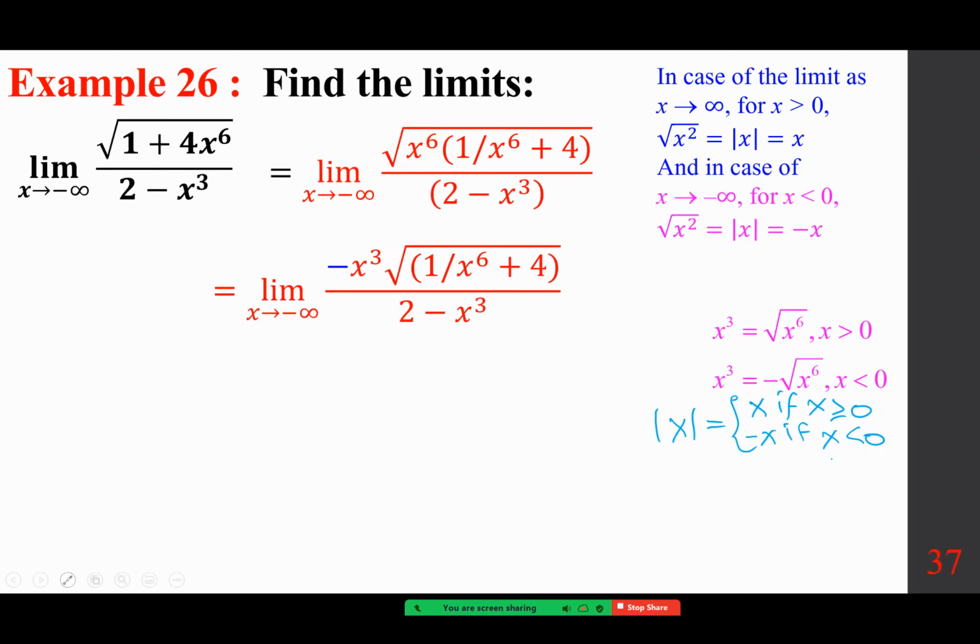So I want to make sure everybody understands the situation. Because this is approaching negative infinity, we have this negative sign. And that is extremely important for everybody to follow.